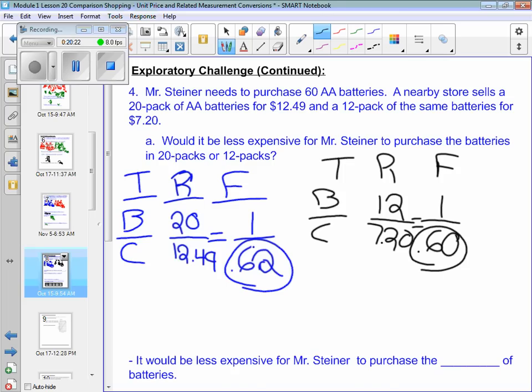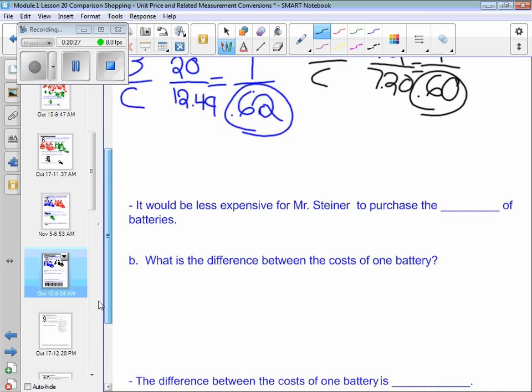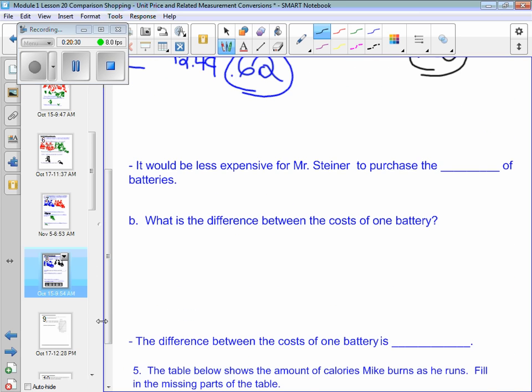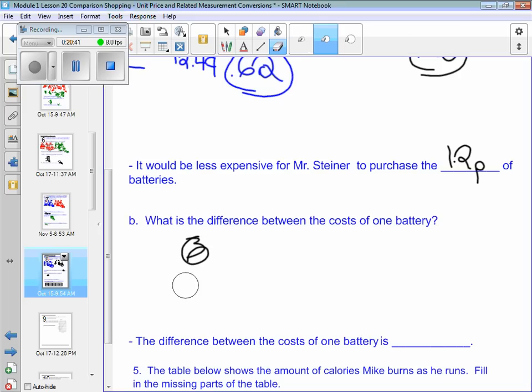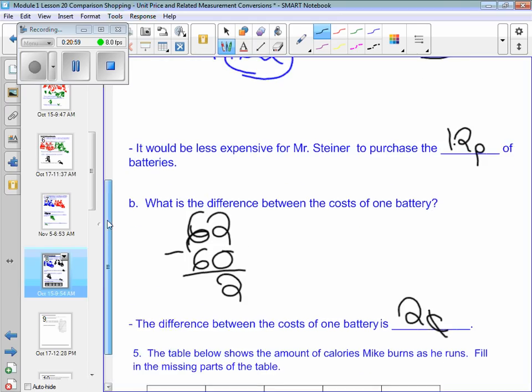And what's our last question? Which would be less expensive? The 12 pack. And what's the difference in cost? Don't forget your units. 2 cents. Again, small difference, but every penny counts in this economy.